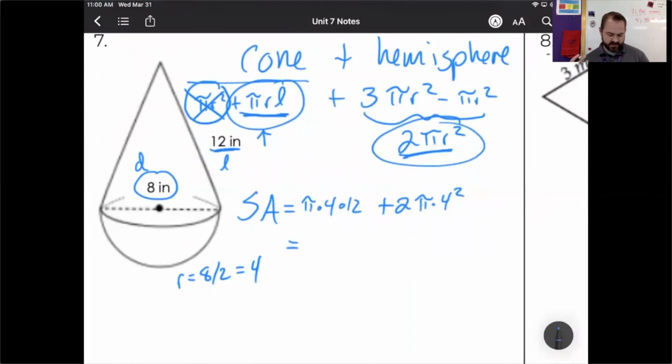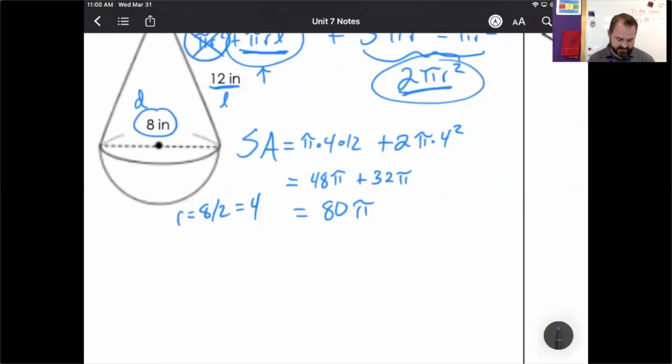Again, when I'm using these surface areas for cones and spheres and cylinders, I want to do all my calculations except times pi first. 4 times 12 is 48, so that's 48 pi. And then 2 times pi times 4 squared, we have to do 4 squared first. 4 squared is 16. 16 times 2 is 32. And then when I add these together, 48 plus 32, I get 80 pi. So when we simplify this and get a final answer, 80 pi is about 251.3 square inches.